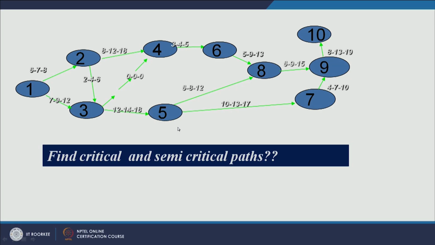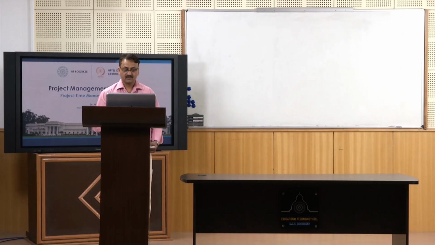Okay, so let us move on to the next question. Now once you convert this diagram into a CPM network, you can easily calculate critical and semi critical paths. Okay, let us move on to the next point, which is beta distribution.